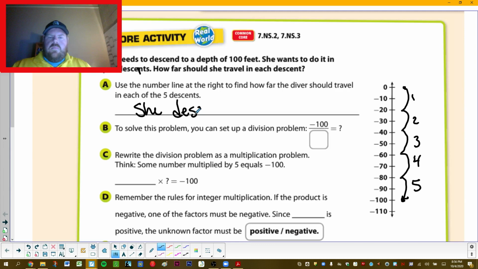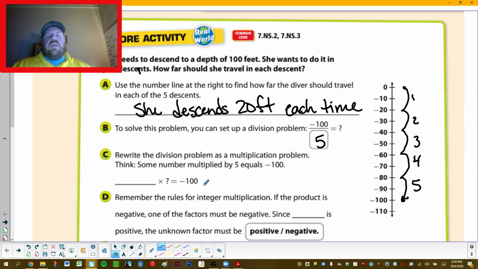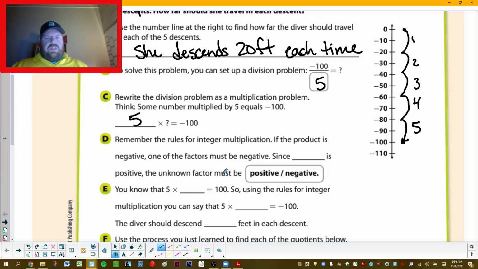To solve this, we set up a division problem to get this 20. It would be negative 100, because she wants to go downward, divided by 5 times. We also could write this as a multiplication problem: our 5 descents times some number equals negative 100. So then we think about the sign rules that we have.